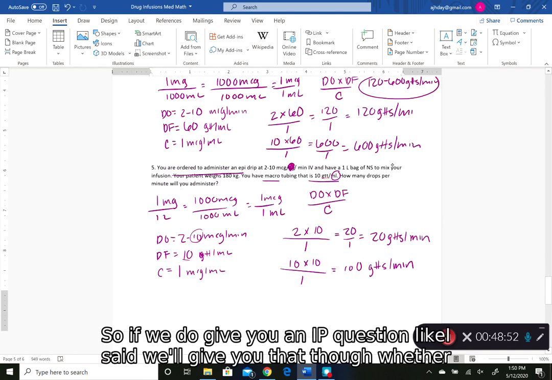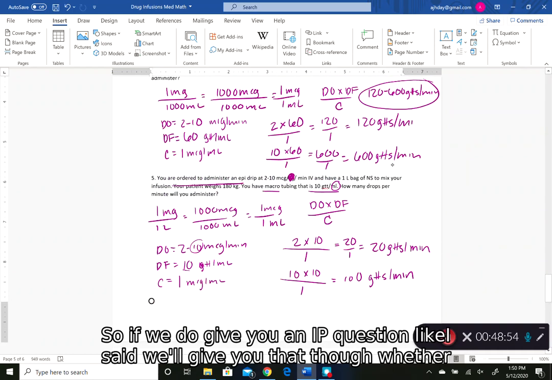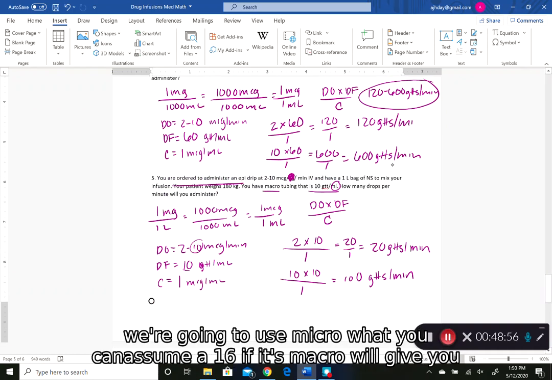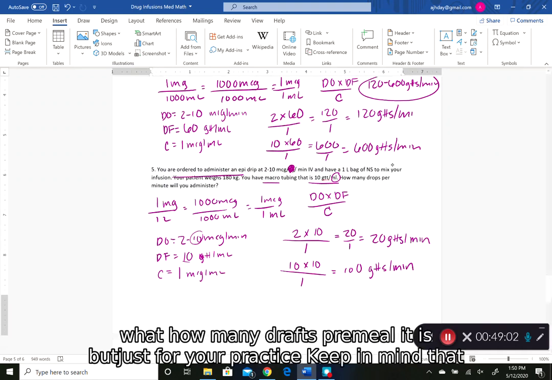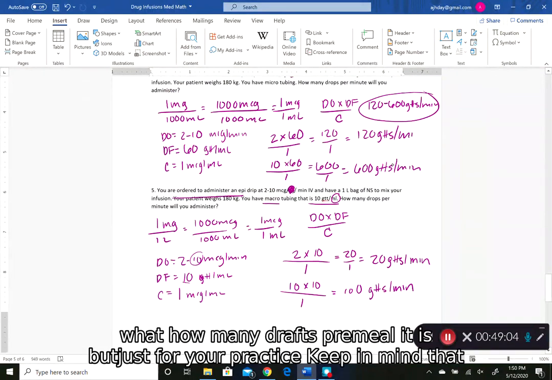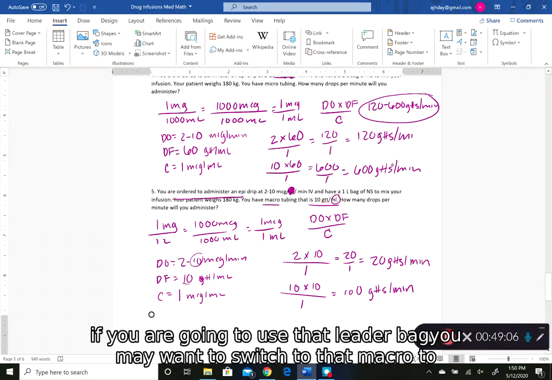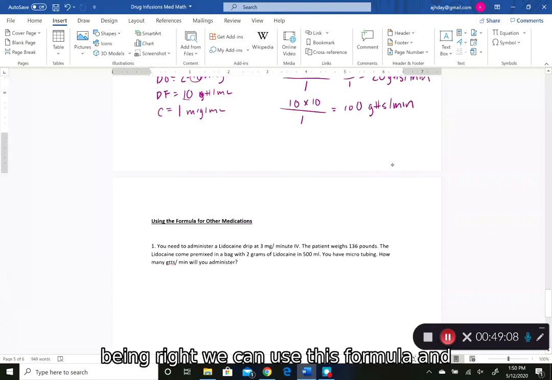So if we do give you an exam question, like I said, we'll tell you whether we're going to use micro, which you can assume is 60, and if it's macro, we'll give you how many drops per ml it is. But just for your practice, keep in mind that if you are going to use that liter bag, you may want to switch to that macro tubing.